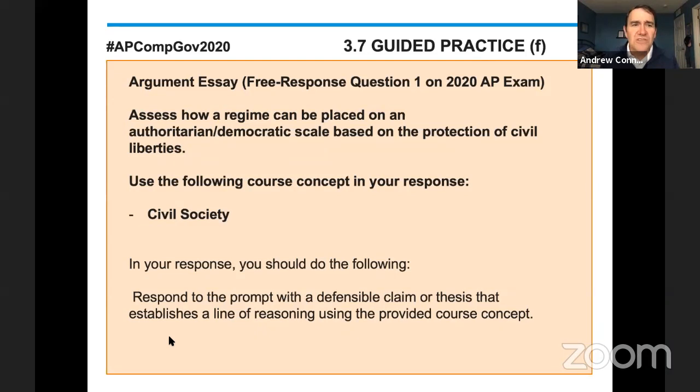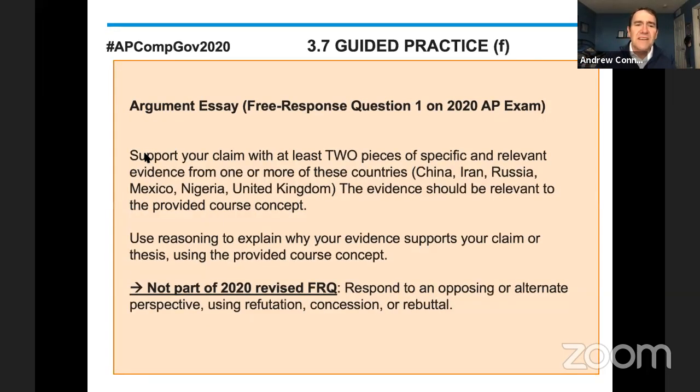I showed you this question earlier. Assess how a regime can be placed on an authoritarian or democratic scale based on the protection of civil liberties. Use the following course concept in your response, and it's civil society. And I'm hoping you feel confident to answer this. And again, go through that course description and maybe you can piece together some other ways you can turn these into argument essays.